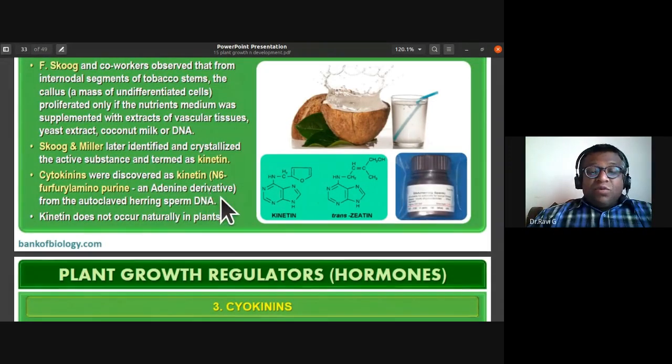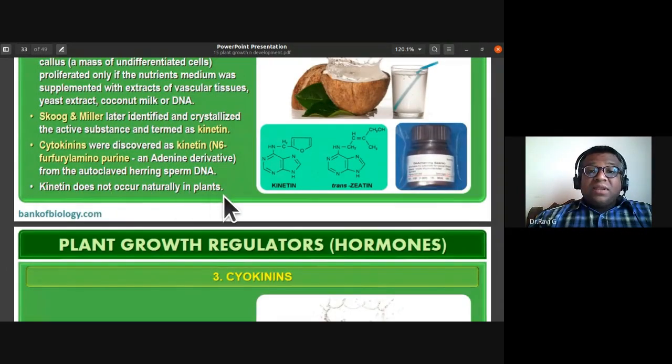An adenine derivative. You know the nitrogenous base adenine, isn't it? It's a derivative of that. So they found that kinetin was furfuryl aminopurine, an adenine derivative, from the autoclaved herring sperm DNA. The autoclave is similar to a pressure cooker in the tissue culture labs. We use it for sterilizing the apparatus so that they are free from microorganisms or spores. So kinetin was obtained from the autoclaved herring sperm DNA.